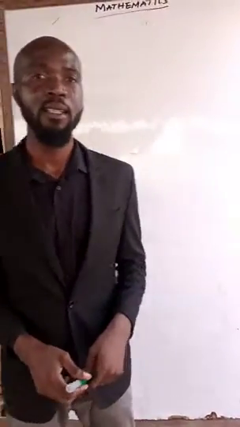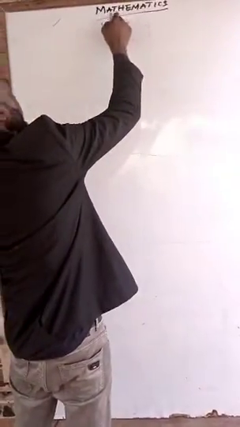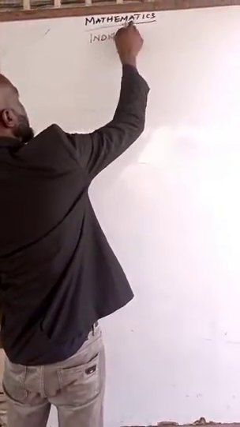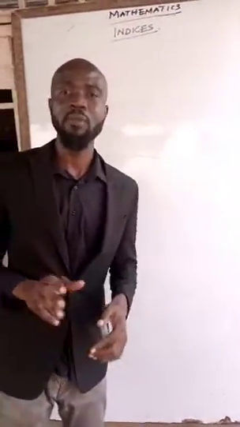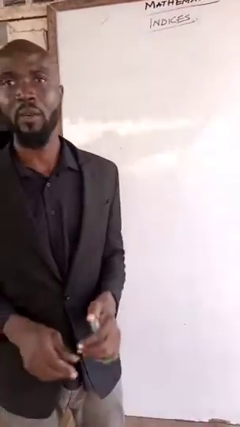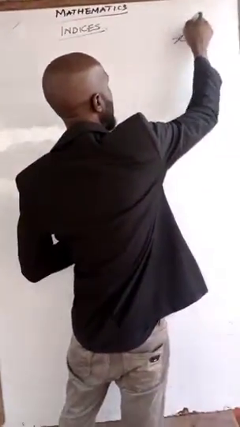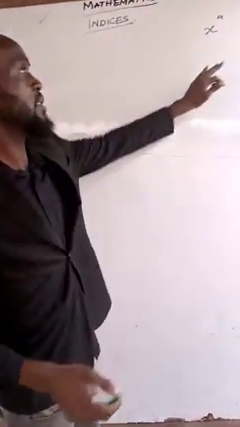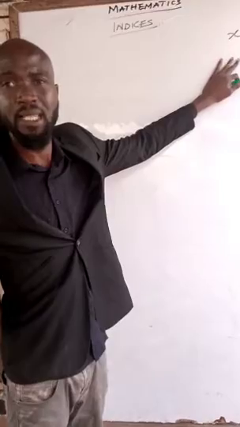Now today we'll be taking indices under mathematics. Now, indices simply put means anything that has a power. Let's say for example you have this x raised to power 8. Now this is called an index. Now when you have multiple of it, it becomes indices.